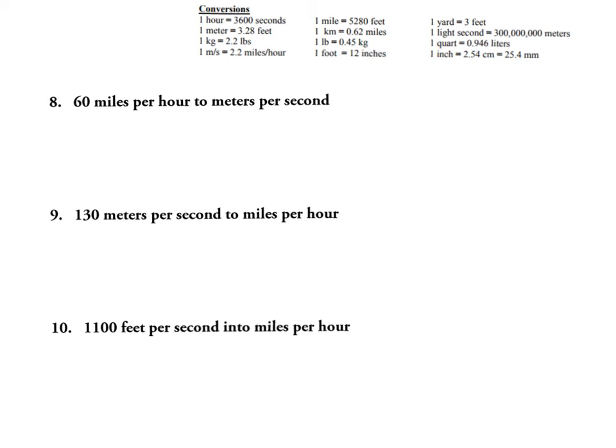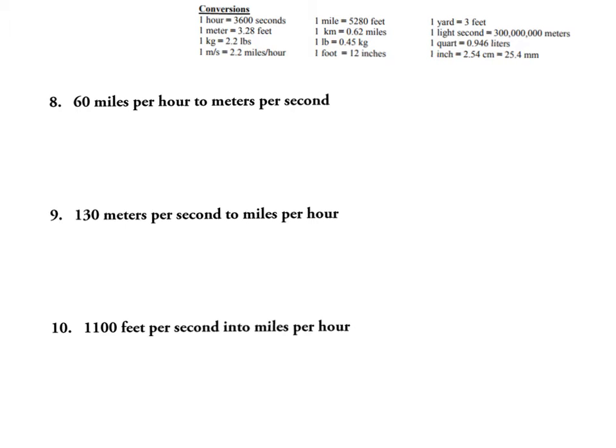So let's look at some more conversion problems, and all of these problems you're going to find have both a top and a bottom unit because I wanted to give you a little more practice with that skill. So let's start with number 8. We have 60 miles per hour and we're going to convert that to meters per second.